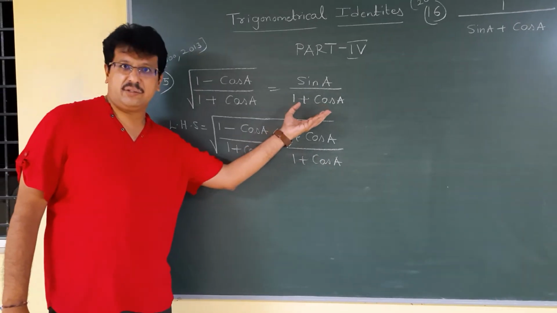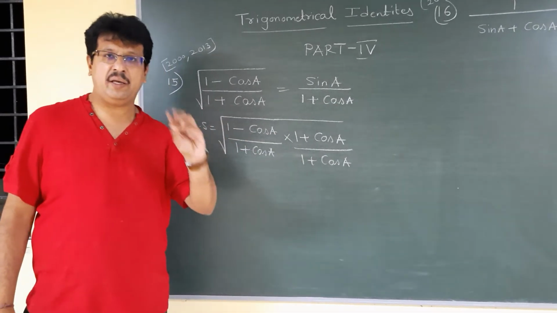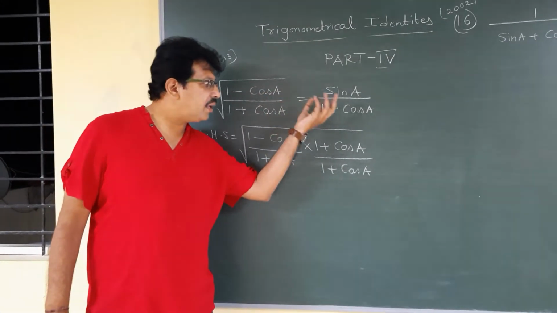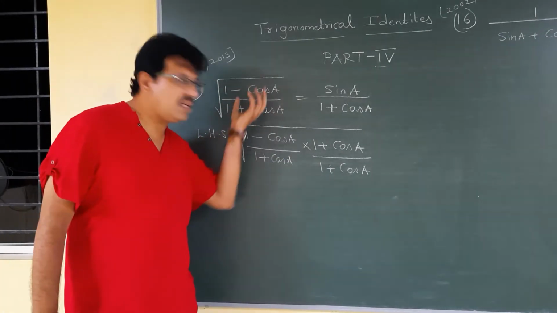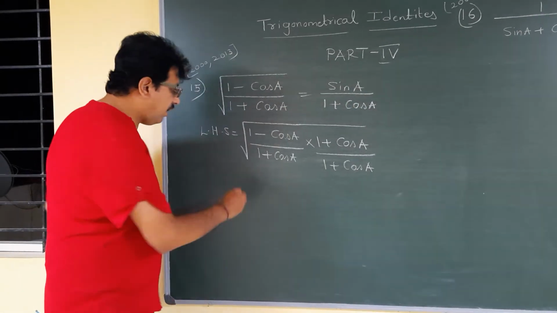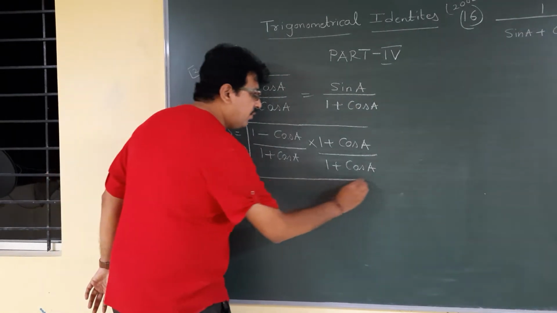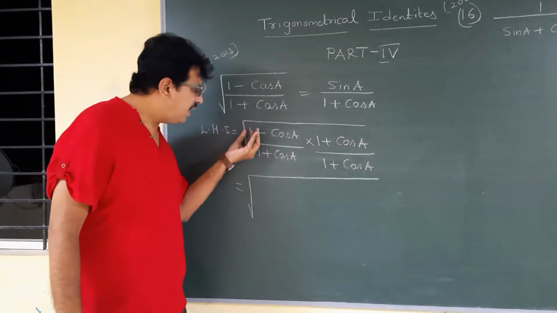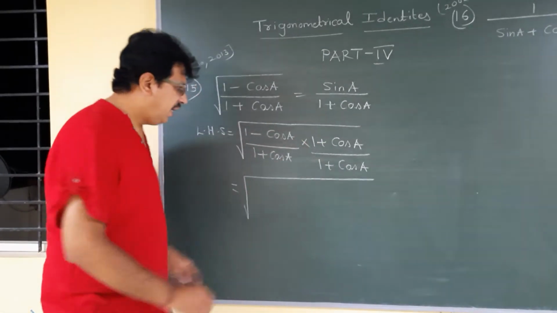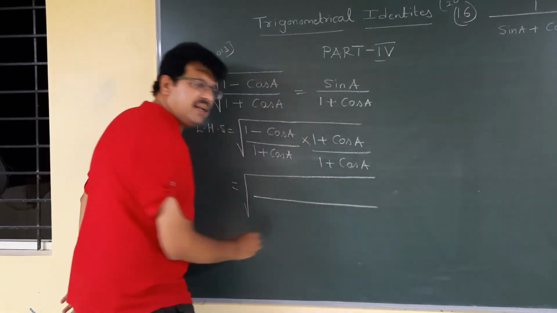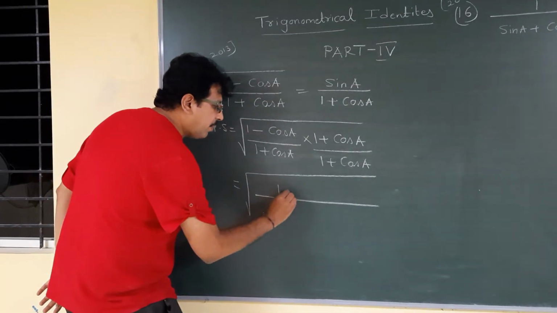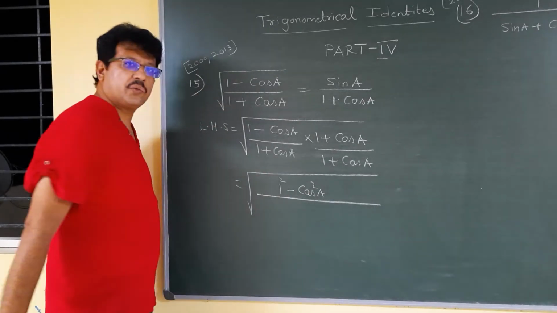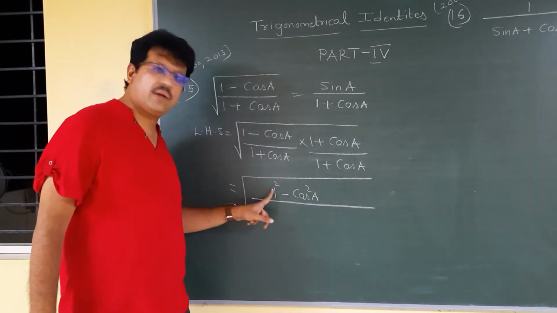So seeing this RHS, that is what I am trying to say. For every problem you have to be very clear, observing both left hand side and right hand side. After this you can do as usual, as we were doing in the previous sum. 1 minus cos A into 1 plus cos A is again (a minus b) into (a plus b), which is a square minus b square. That is 1 square minus cos square A, and this is 1 square only.